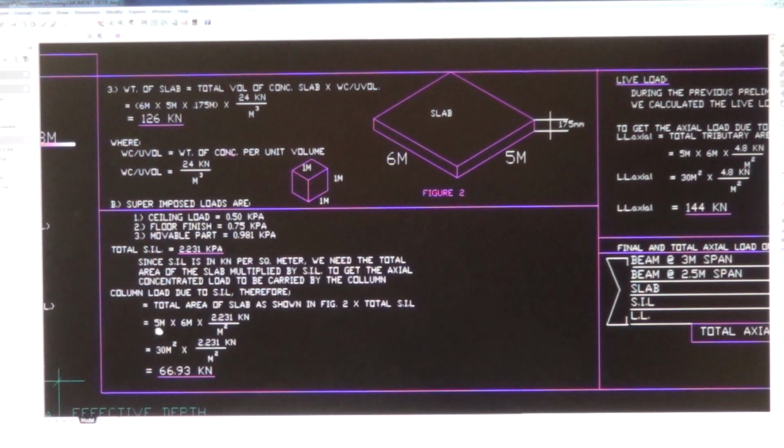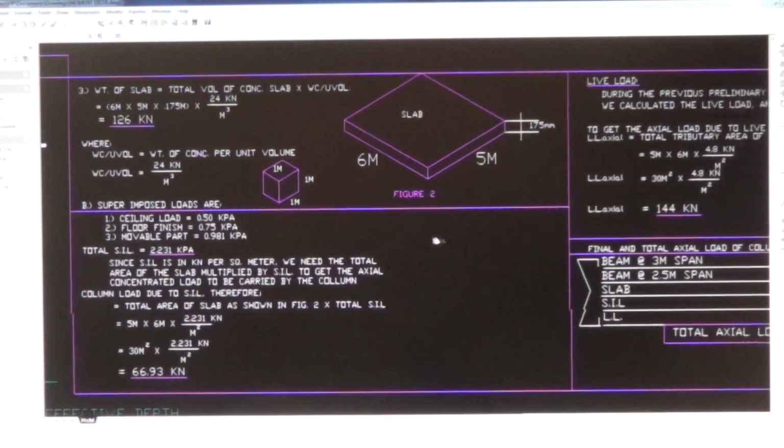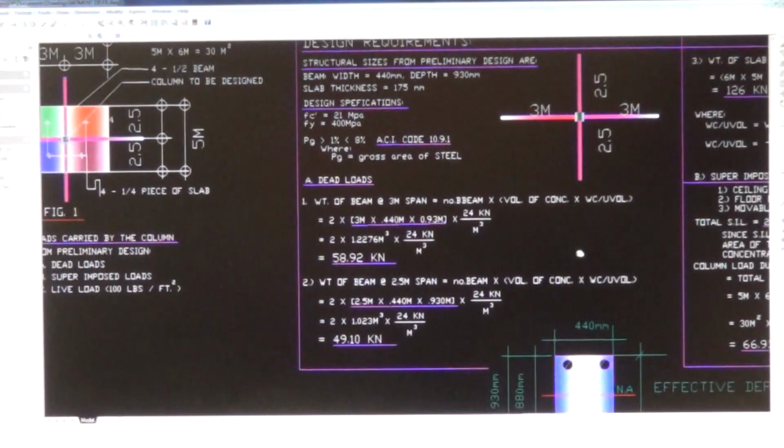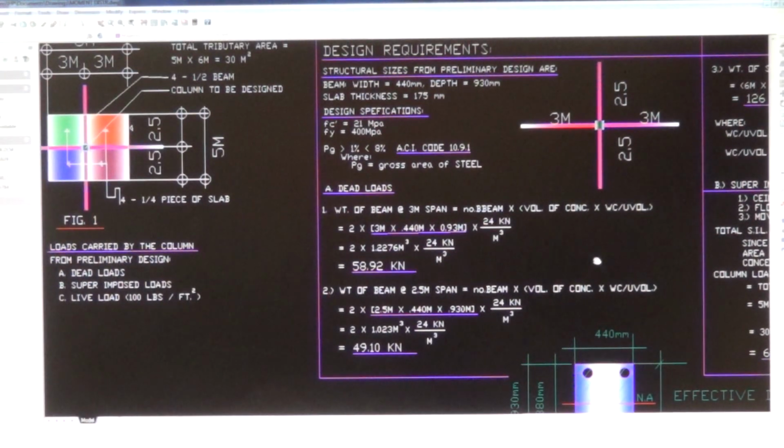Applying that axially right here, you get the concentrated load. So the area of slab is 5 meter times 6 meter times 2.231 kilonewton per square meter. Meters cancel, we get 66.93 kilonewton concentrated load due to the slab. Now we solved the beam and the slab. The last one we're going to solve is the live load. As we have here, letter C is live load.